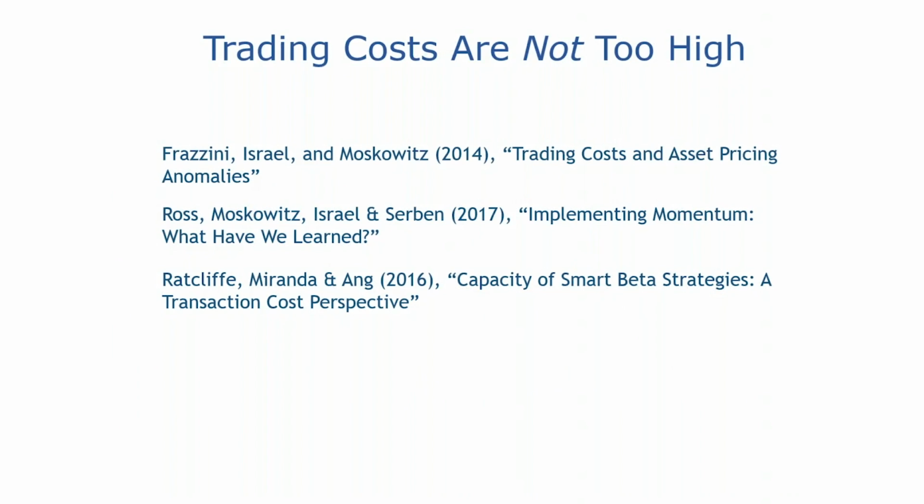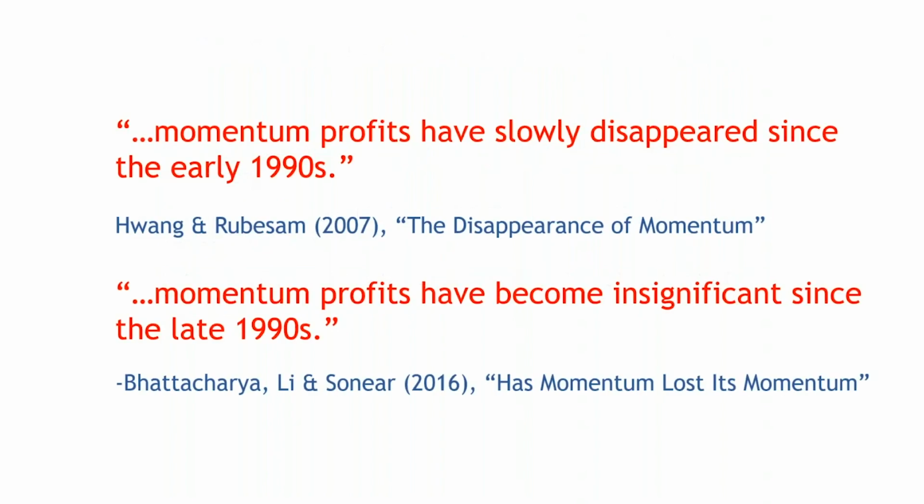Now, I'll leave it to you to make up your own mind. The research is out there. You can go to my blog to read more about it. But disregarding trading costs, there has been some research showing that momentum profits have disappeared since the 1990s. That was in 1993 that Jegadeesh and Titman came out with their seminal paper on momentum. So that would seem to imply that post-publication, momentum profits have declined.